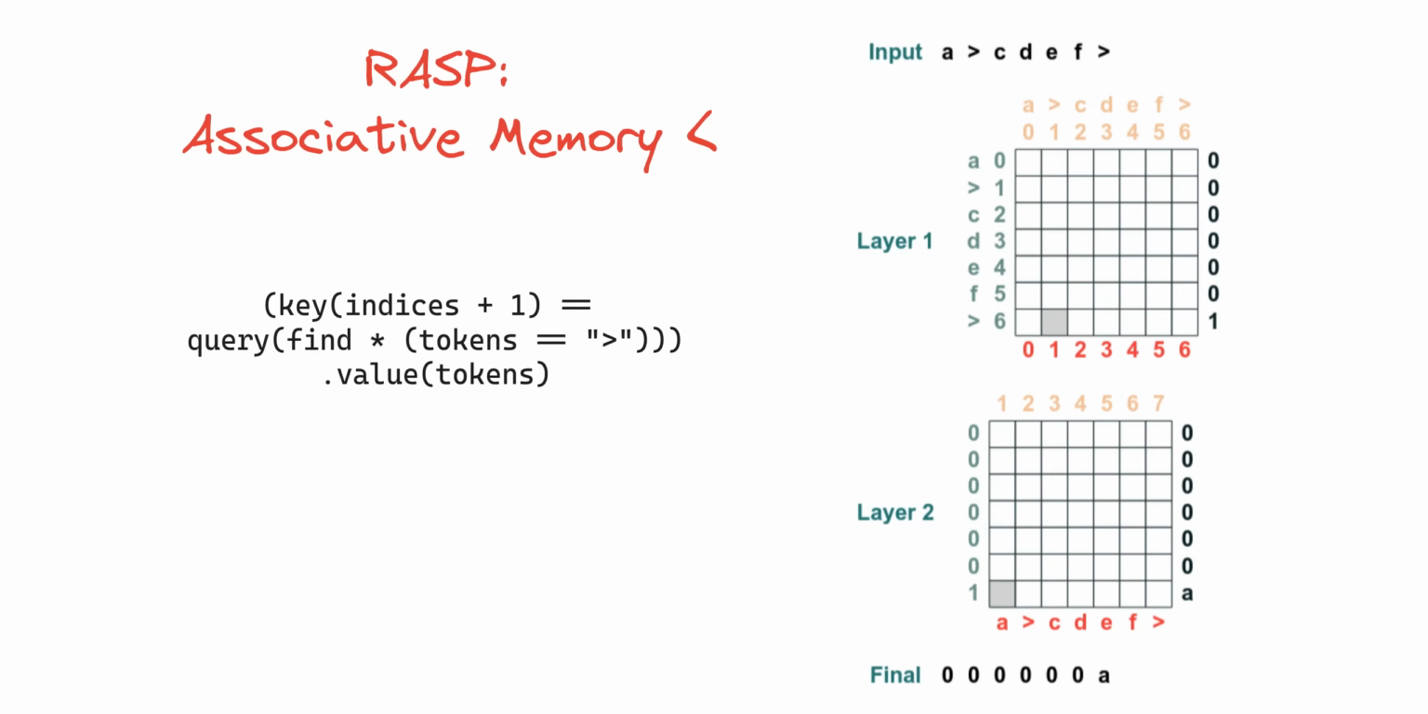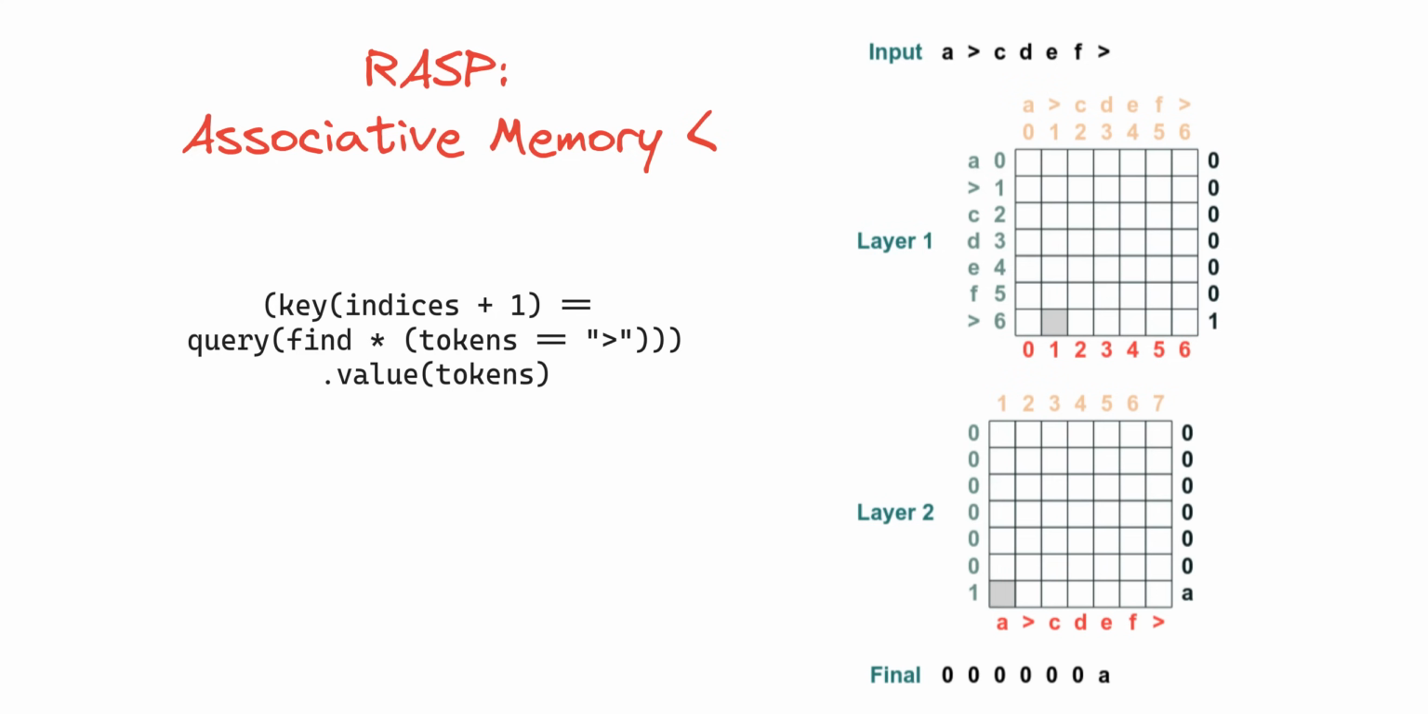So this RASP program consists of two layers of attention. The first finds the greater than operator earlier in the sentence, and the second shifts 1 to pull out the value that was before that operator. By running this code, we were able to get a final output of the letter A, which was the value that was before the greater than operator arbitrarily far in the past.